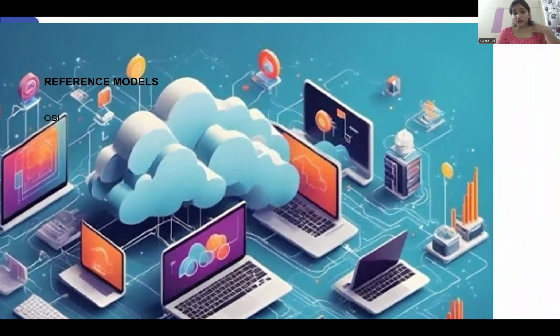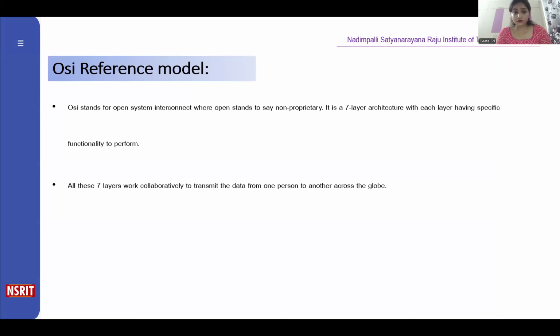Now we are going to discuss what the Open Systems Interconnect reference model is and how many layers there are in this OSI reference model. I already said OSI stands for Open System Interconnect, where open stands for non-proprietary. It is a 7-layer architecture with each layer having its specific job to perform. All these 7 layers work collaboratively in a network to transmit the data from one system to another system across the globe.